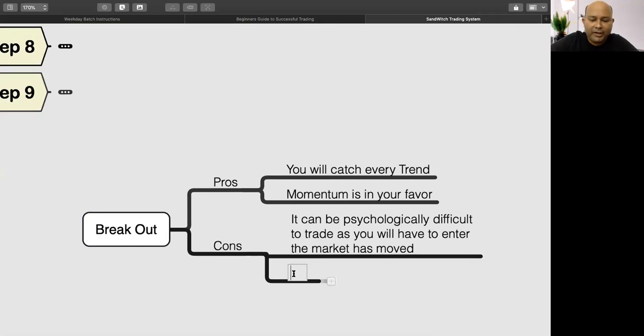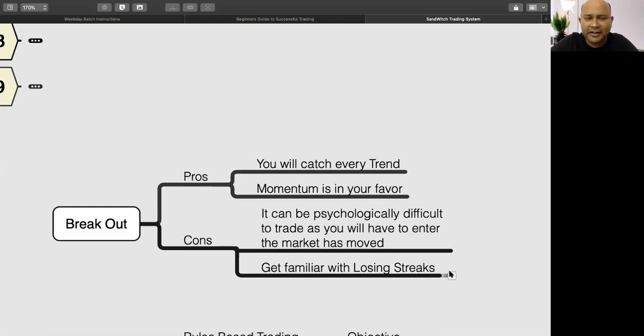Another con can be that you need to get familiar with something called losing streaks. Since it is rule-based trading, you're just following what the rules are, and you can change your system. I will open up the system, but I'm now telling you a closed system. I want you to understand how systems can be built for you. Okay, I know many of you are pro traders. Many of you are just starting, but everybody needs to learn this. This is a must.